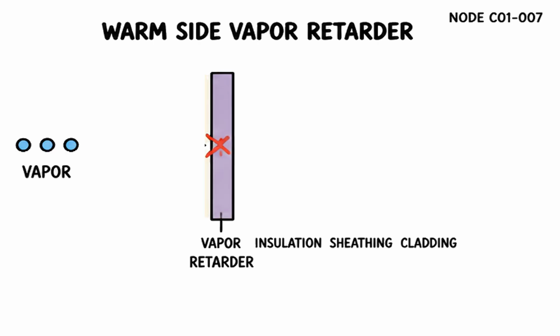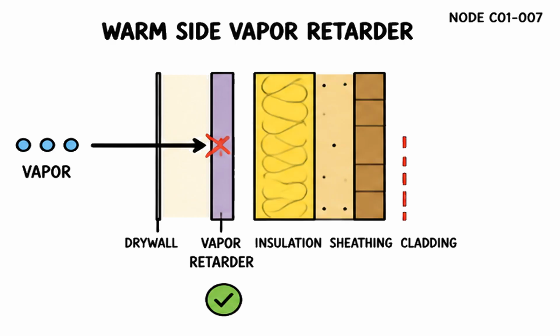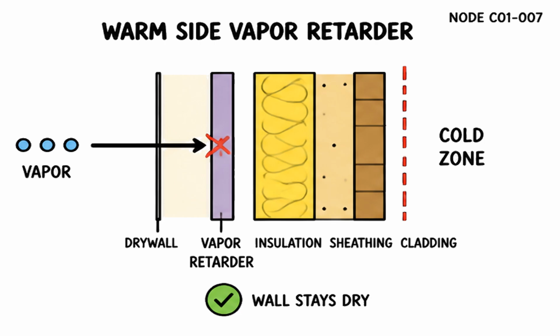In cold climates, the warm side vapor retarder goes on the interior side of the insulation, slowing vapor before it reaches the cold zone where the dew point plane sits. Place it correctly, and the wall stays dry.